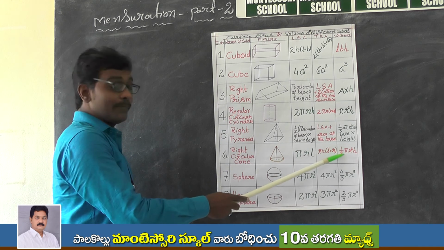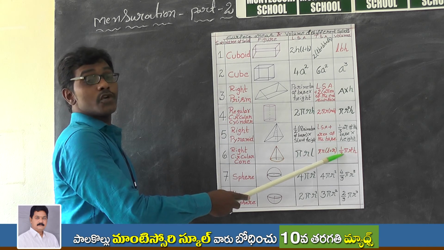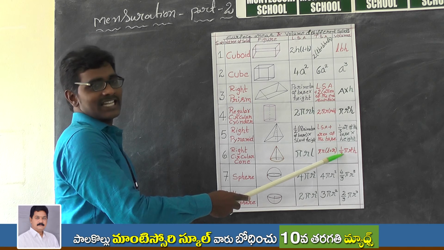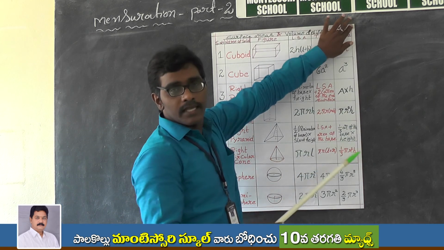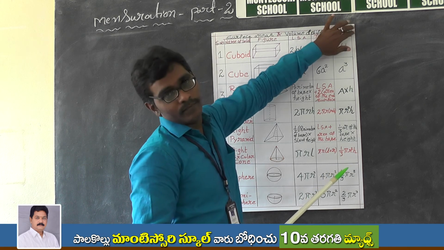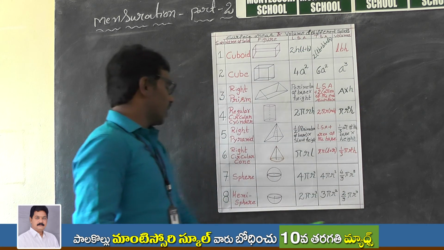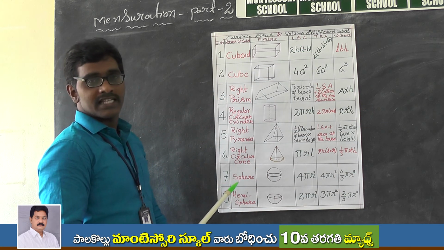Here one important bit is there. What is the ratio of the volume of the cone and cylinder? It is 1:3. Next one, sphere.